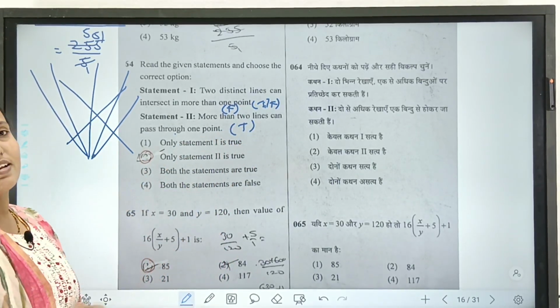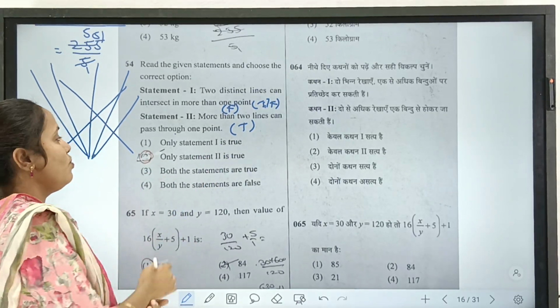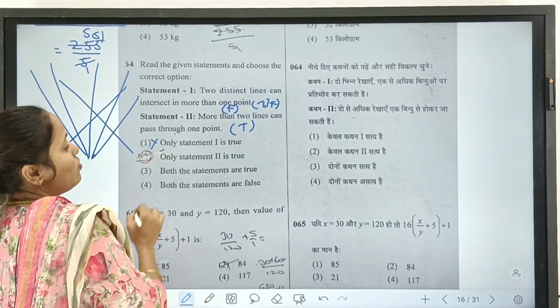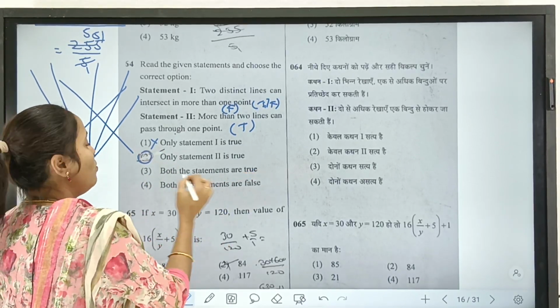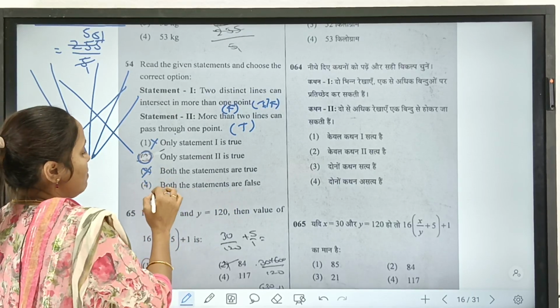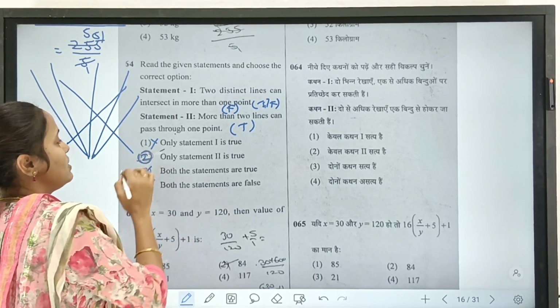Then go for the options. Only statement 1 is true? Wrong. Only statement 2 is true? Yes. But see the others also. Both statements are true? Wrong. And both statements are false? Wrong. Means the answer is 2.